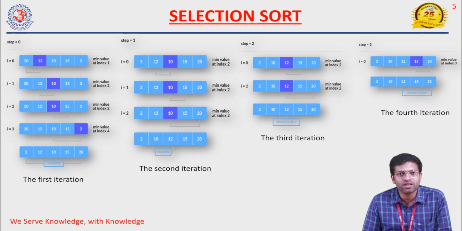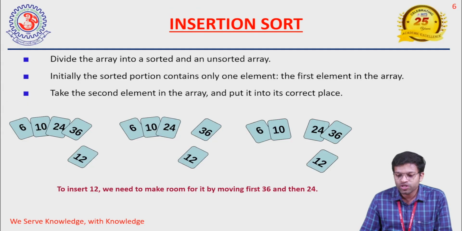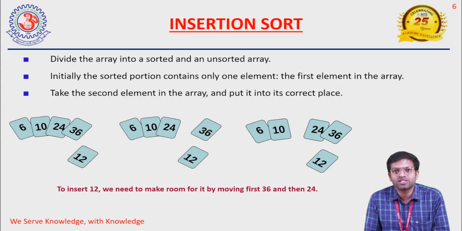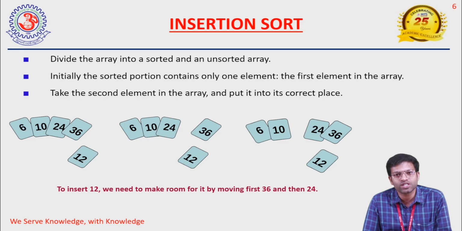So this is all about selection sort. We are finding, or else we can say selecting, the smallest element and placing it at the right place. This is one mechanism that we can apply for sorting. And moving towards the next sorting mechanism, that is insertion sort.